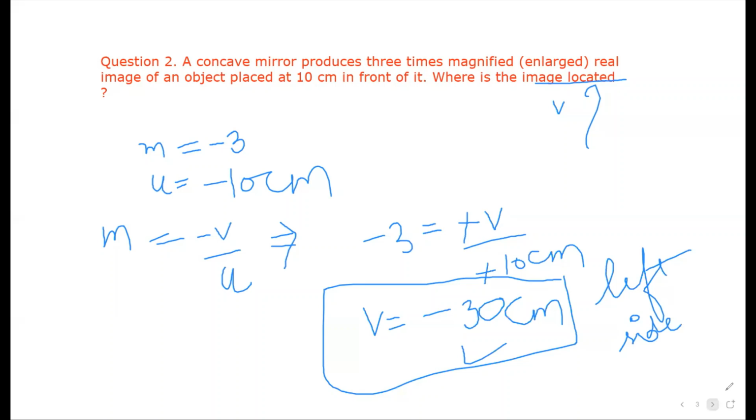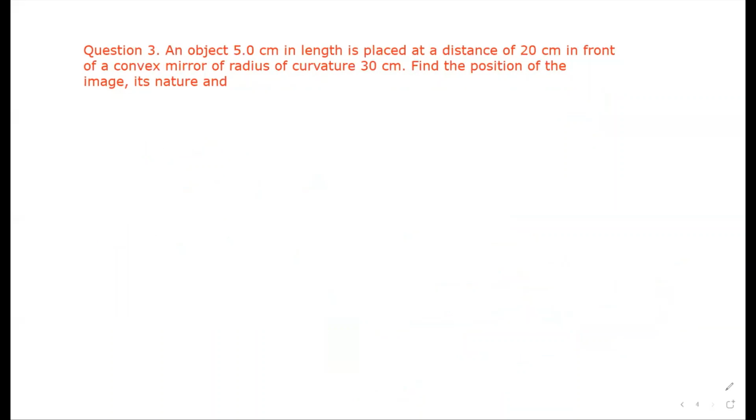Enjoying and gaining confidence how to solve the numericals now? Very good. Now then, one more example. An object 5 centimeter in length placed at a distance of 20 centimeter in front of convex mirror, diverging mirror. What is radius of curvature? 30 centimeter. Position of image, its nature, and one more thing we can add here, that is size of image, right? That we have to find out here. So let's start how to find out.